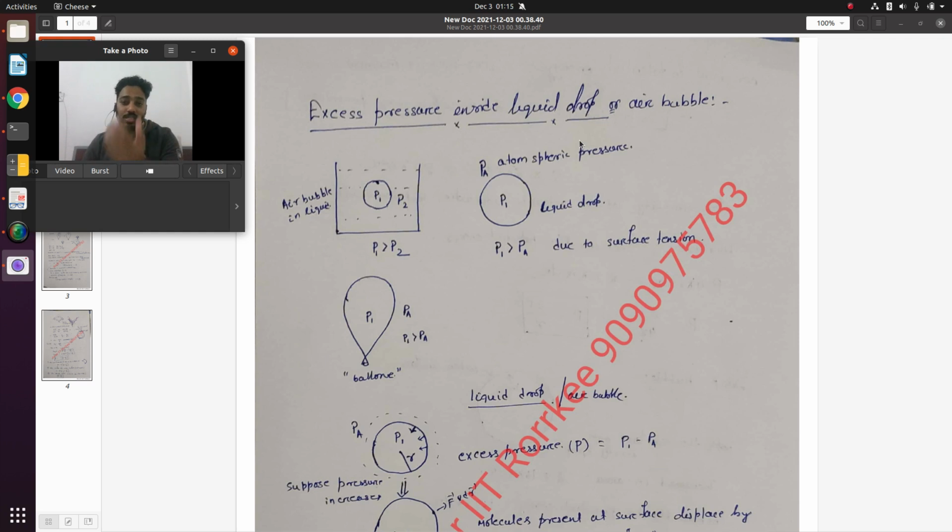But we'll see next the soap bubble, which is another kind of problem. Okay, the second type of problem for us.